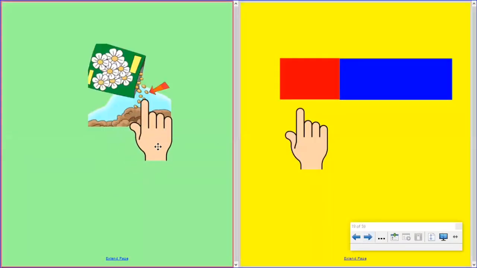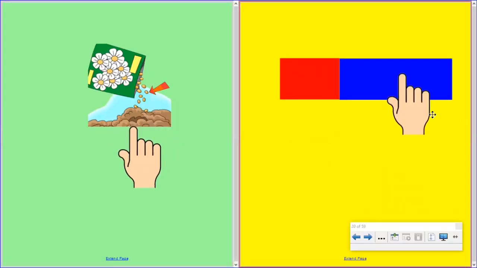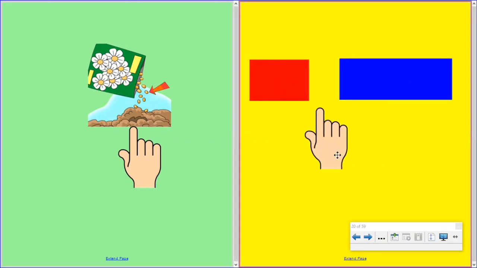Say the word seed. Seed. Now break it. S-eed. Now you do it. S-eed. Seed.